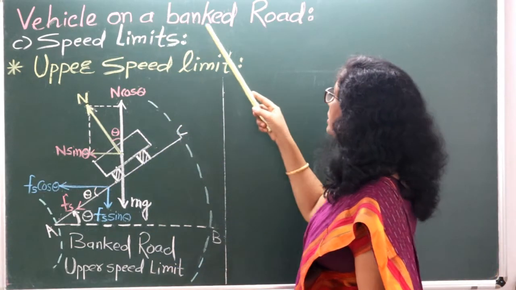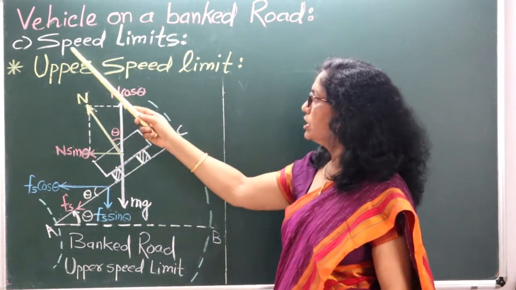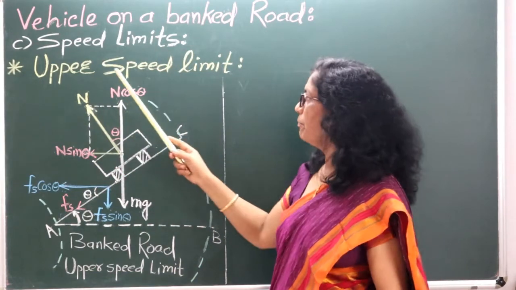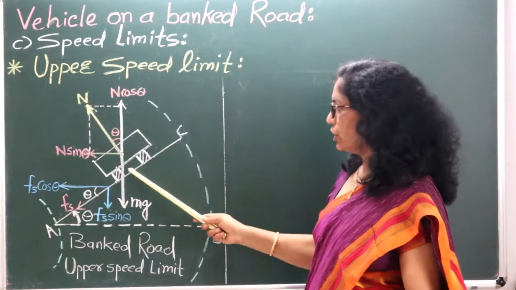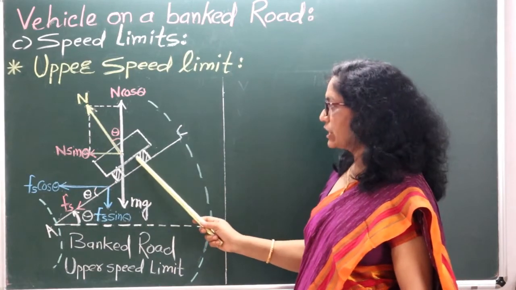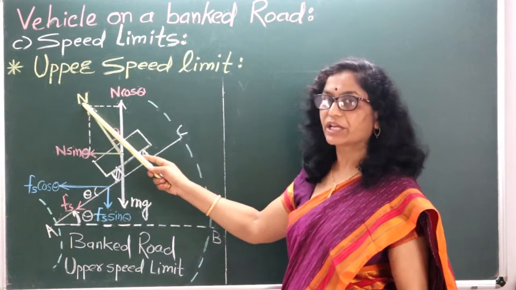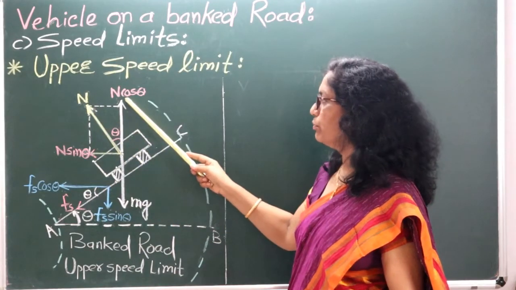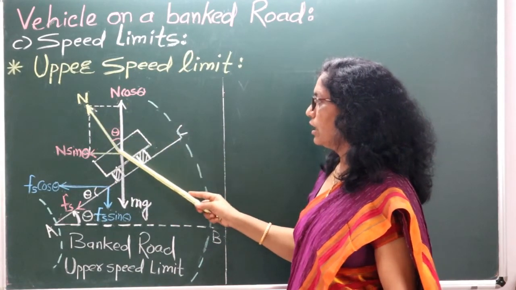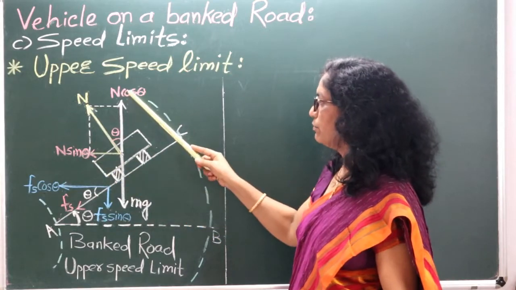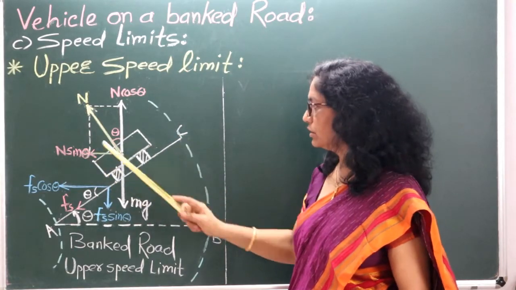Vehicle on a bank road. Speed limits. We will see the upper speed limit. The figure shows the vertical section of a vehicle on a bank road. Now this normal reaction N is divided into two components, that is N cos theta and N sin theta. This is the vertical component, this is the horizontal component.